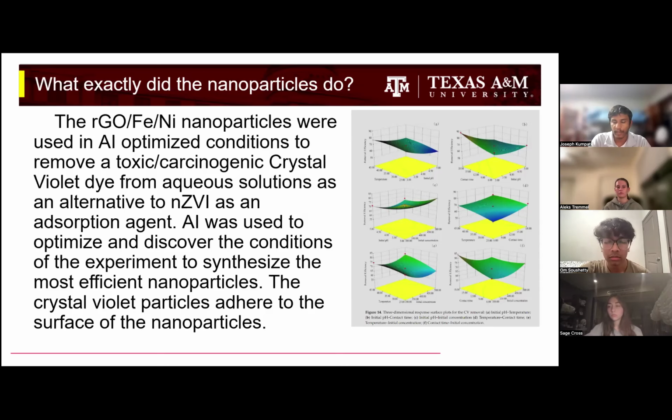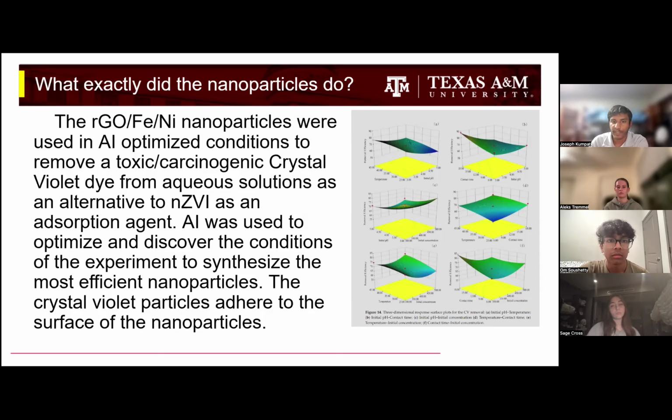In the paper, they used it as an alternative to NZVI, which is zero valent iron, as an adsorption agent. The zero valent iron has a problem, like most metals, that it oxidizes in air, and this is actually the problem with iron nickel as well. But with the reduced graphene oxide, we're able to combat that a little bit more.